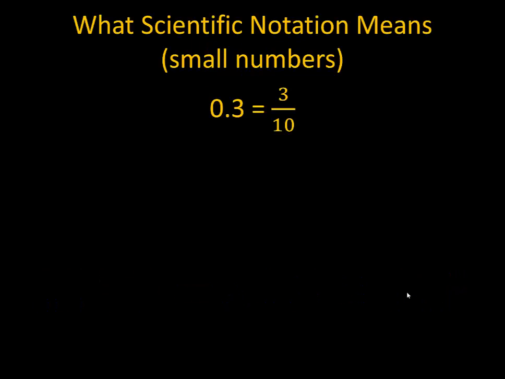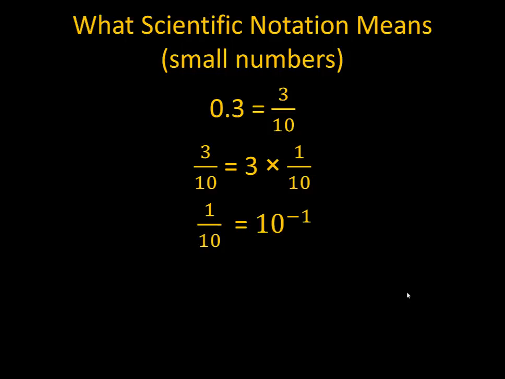0.3, you can also think of that as 3/10. 3/10 happens to be 3 times 1/10, and 1/10 happens to be a power of 10. In fact, it's 10 to the minus 1. So we can rewrite 0.3 as 3 times 10 to the minus 1.